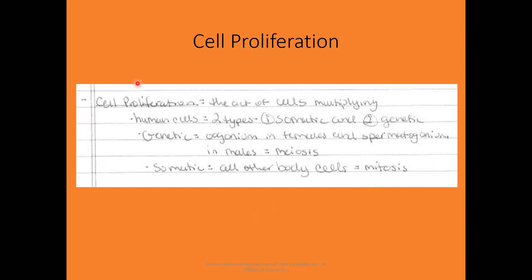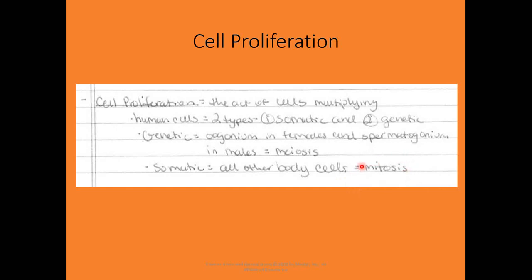Okay, again, kind of difficult to see, but this is cell proliferation from my notes. And proliferation just means multiplying, making more of. So human cells proliferate in two different ways because we have two different kinds of cells. The two different cells that we have are somatic and genetic. Now, the genetic cells are the oogonium in females and the spermatogonium in males. The process for cell proliferation that they undergo is meiosis. The somatic or body cells undergo a process called mitosis.